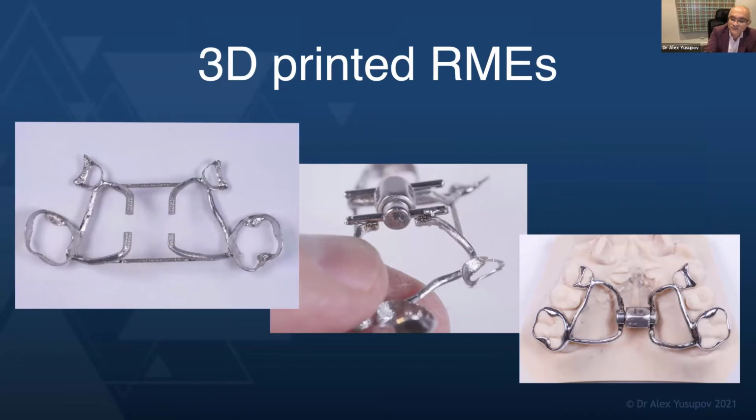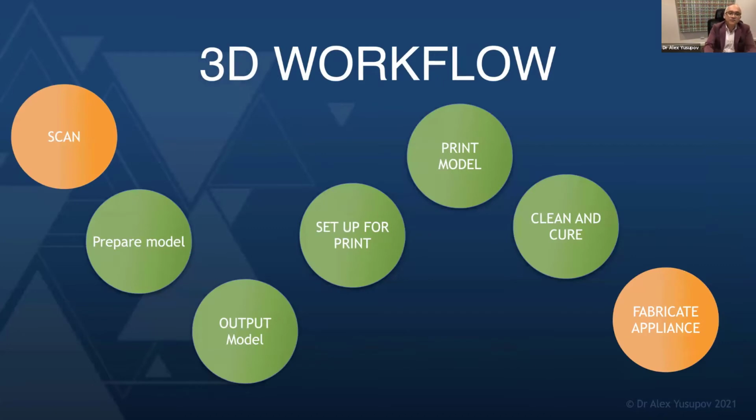So I'm just waiting for Asiga to make a benchtop metal printer, and I'll be a very, very happy orthodontist. Our 3D workflow really starts from the scan, and unfortunately, you then have to prepare the model, output the model, set it up for printing, print the model, then there is a bit of cleaning and curing involved, and then you have to fabricate the appliance.